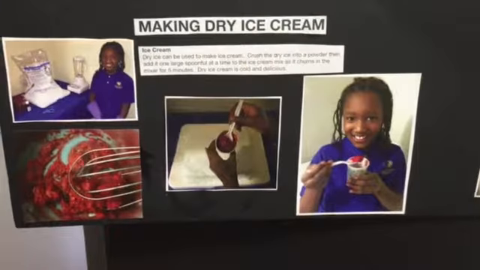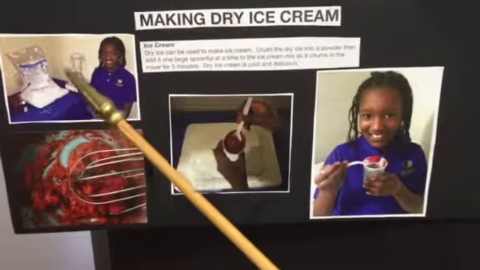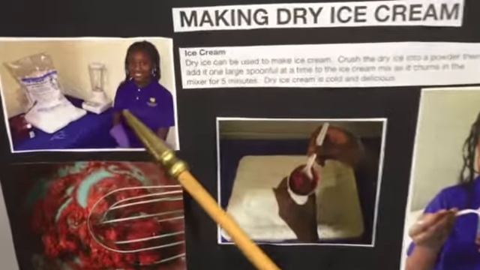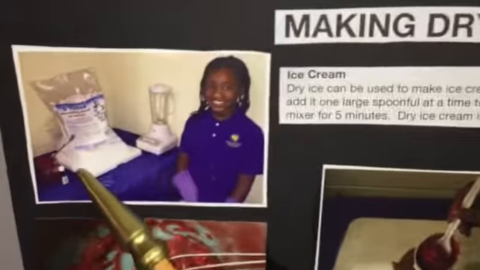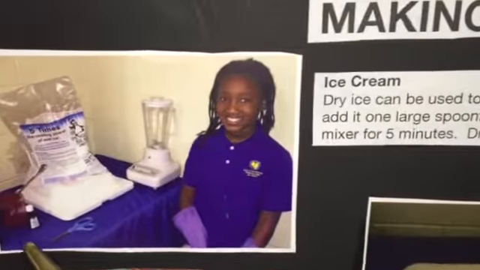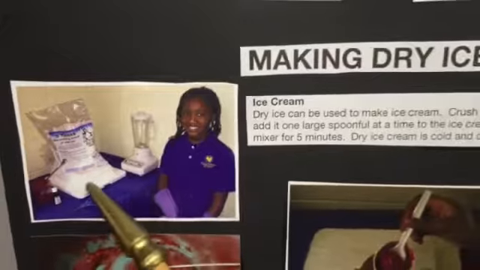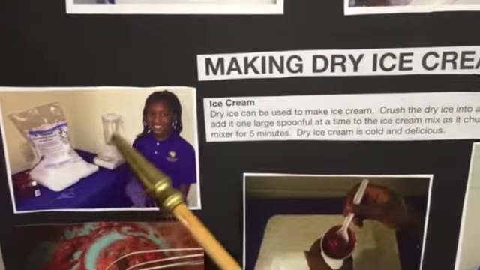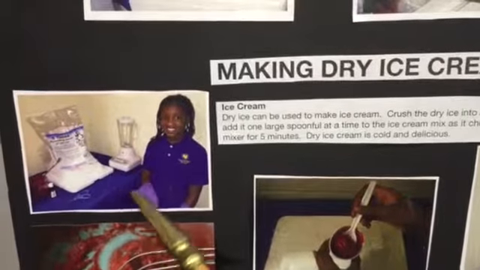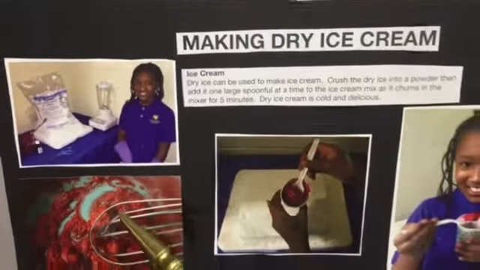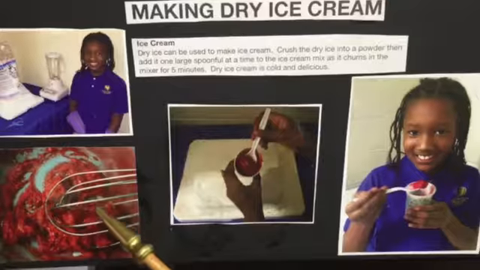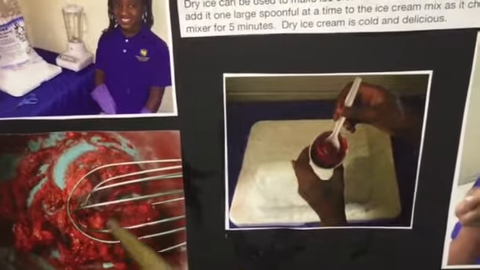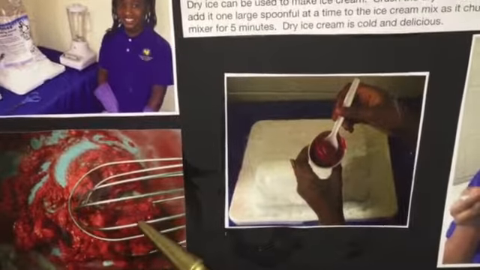Making dry ice cream. Dry ice can be used to make ice cream. So first, get your materials: a blender, dry ice, sorbet or gelato, and you could add vanilla. I'm using a gelato. So first, you're going to get the dry ice and put it in the blender to make a powder. And then after you put it in a powder, you're going to need a cake mixer, a bowl, or a whisk or a spoon.